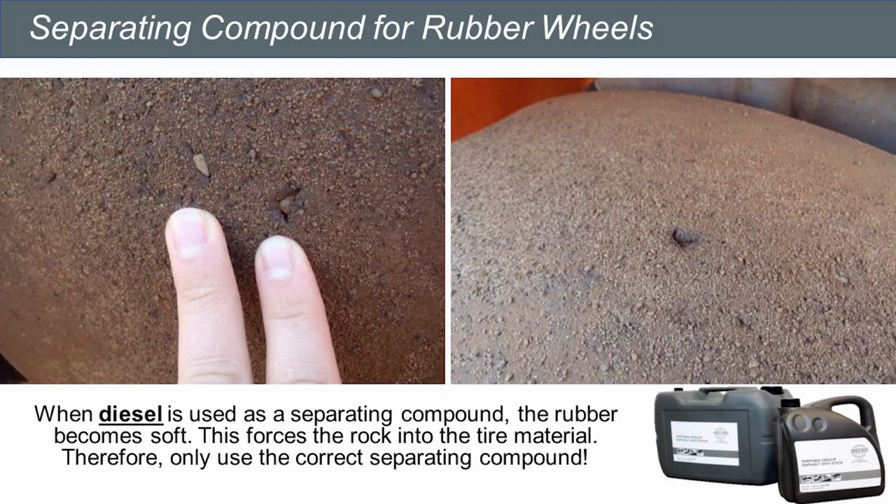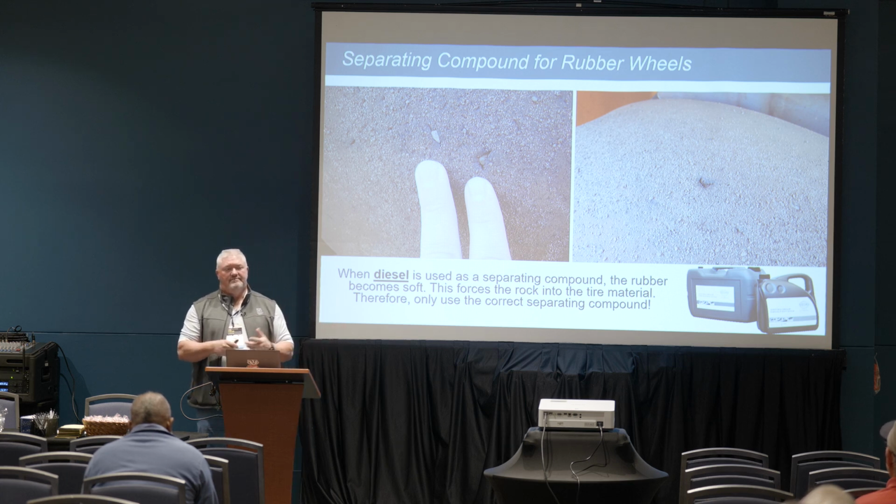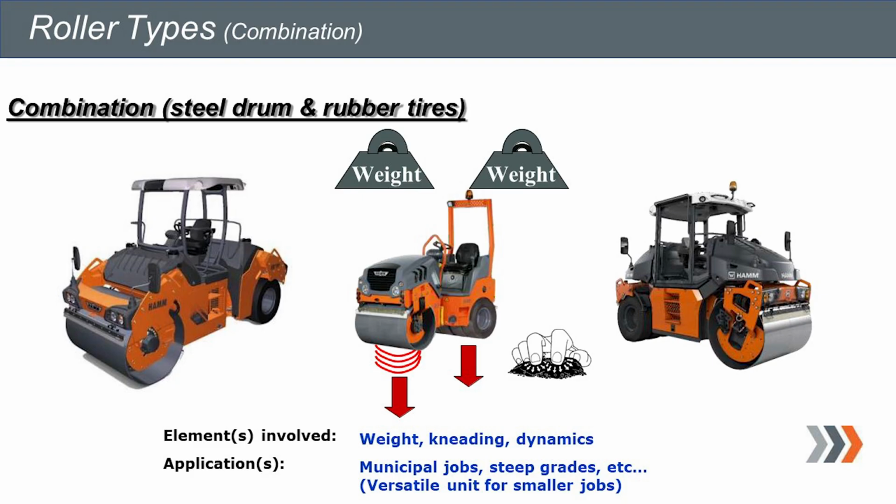We talk about release agents. Years ago, the best release agent was diesel fuel. The problem with diesel fuel is put it on the tires, it softens up the rubber. Anything you run over gets stuck in the tire. You hit the corner of a catch basin or a water main, it chunks out the tires. There's a lot of different release agents out there. I just say find something that works best.